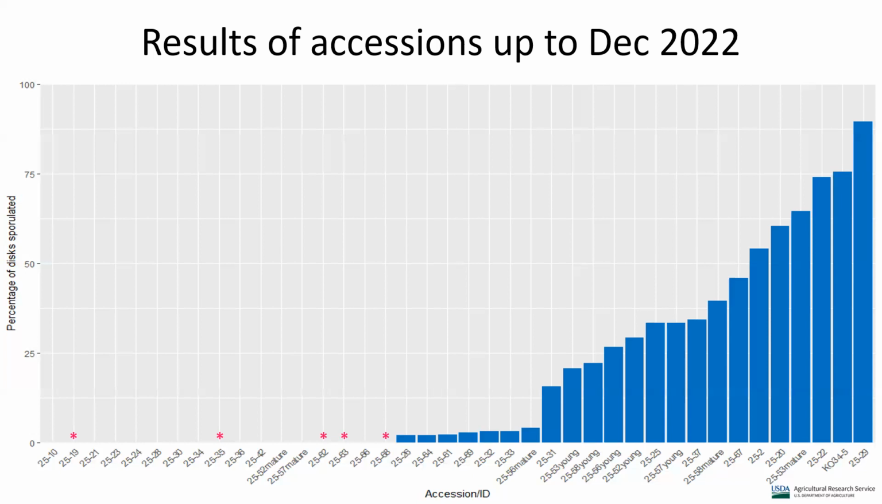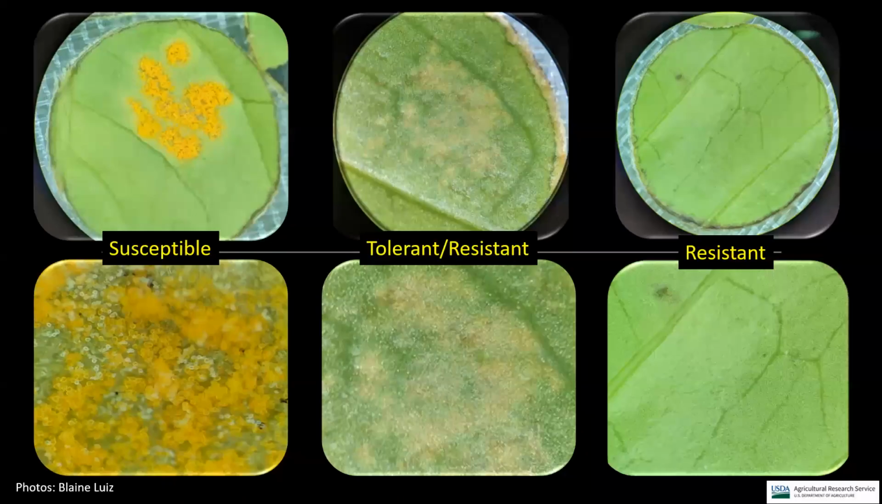There's definitely variability. The right side shows almost 100% of the discs with spore production over time. The left side shows a good portion of this curve of material that hardly shows spore production. And to give a picture representation, our susceptible controls on the left show the spots covered in these powdery spores.